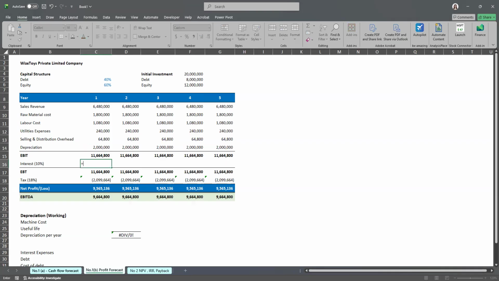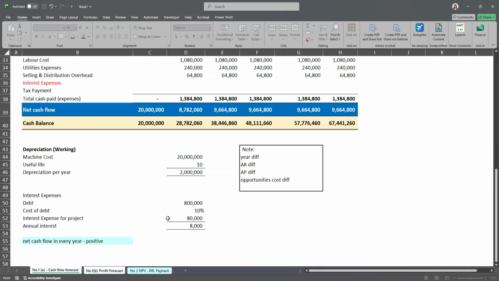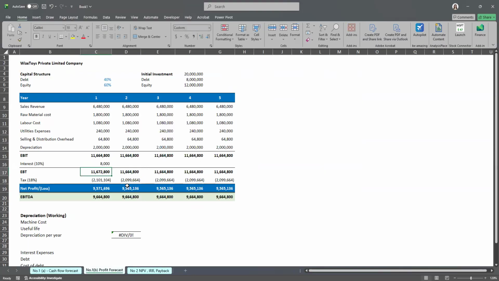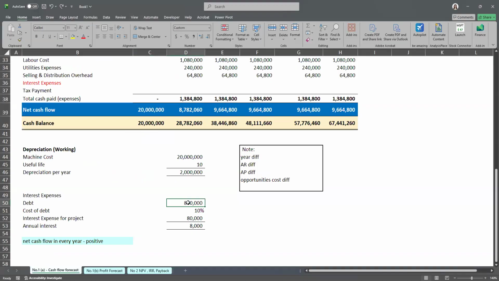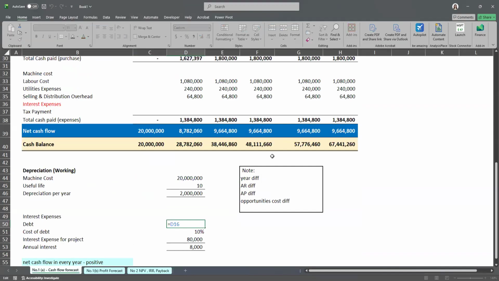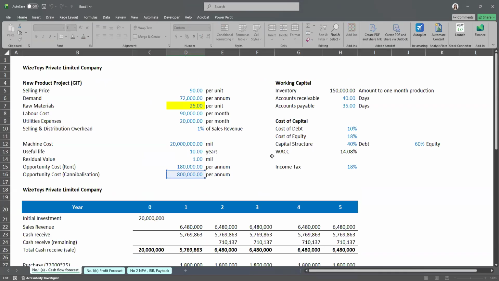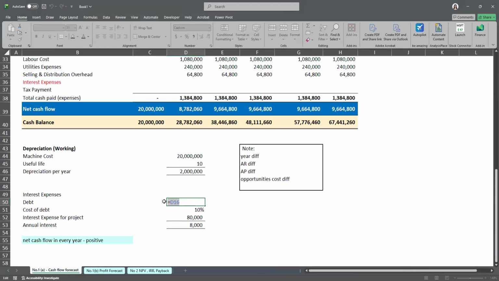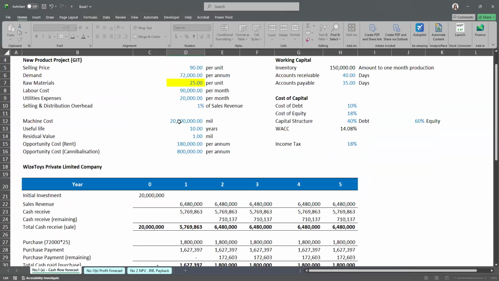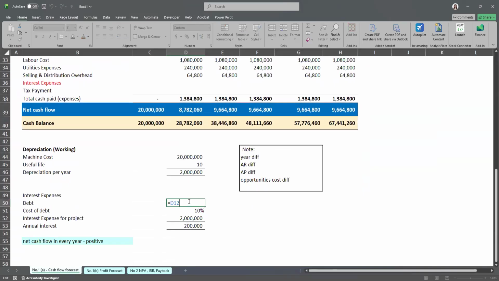Interest, we get the interest is, sorry, what this step should be, 2 million, 20 million times 40%.